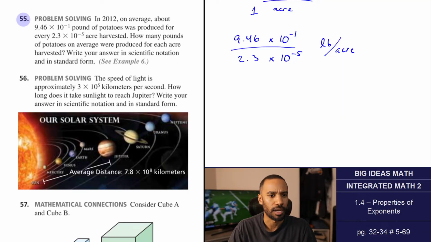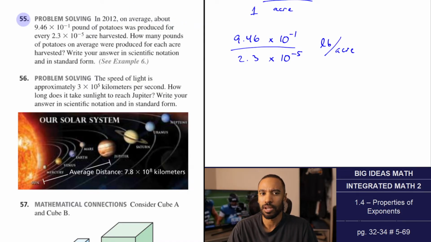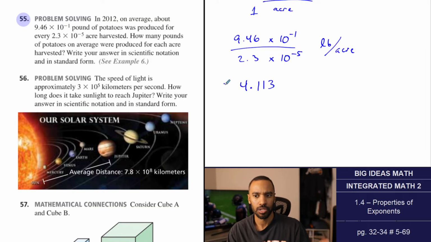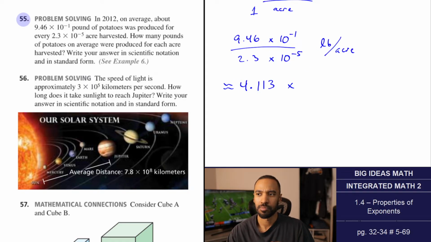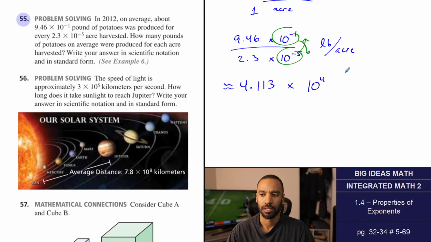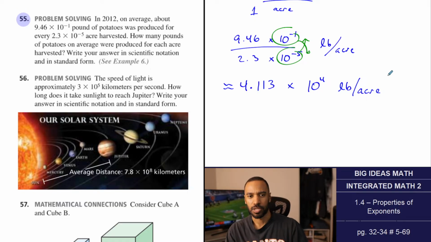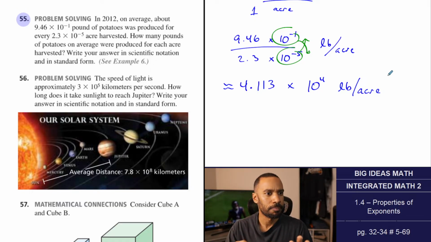That's a very strange number. I want to make sure that that was good enough. That many pounds of potatoes for every acre. How many pounds on average were produced for each acre? So the number, it's not great. We'll have to do a little bit of rounding if that's okay. This becomes 4.113-ish times, and once again, if we swap those, 10 to the fifth over 10 to the first, that becomes 10 to the fourth pounds per acre. So that's scientific notation. Again, there was some rounding involved.